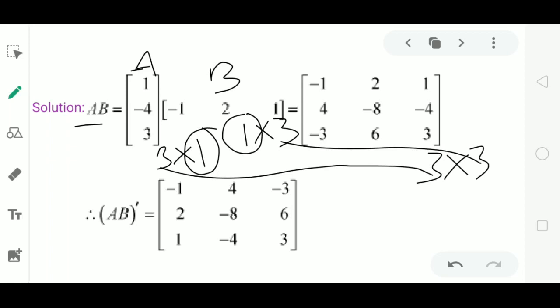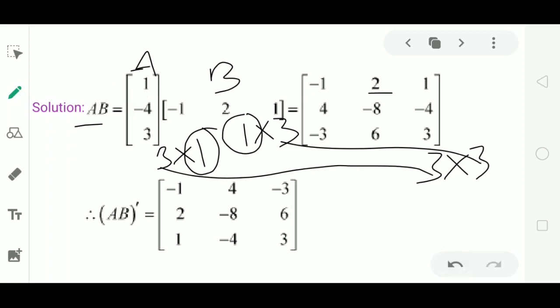The elements of this matrix AB are obtained by multiplying rows of A with the columns of B. To obtain the elements of first row, we consider first row of A and multiply this first row with each of the columns of B. Let us find the elements. For the first element, that is element lying in first row, first column, we consider first row of A and first column of B. Multiply them element wise. 1 into minus 1 is minus 1. Minus 1 is the first element of matrix AB.